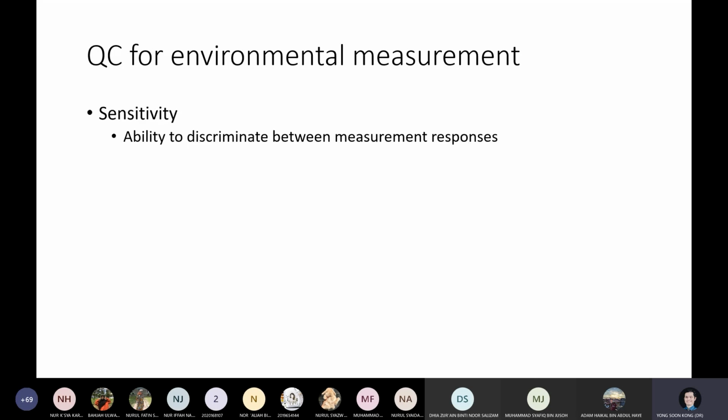Okay, now what about sensitivity, the ability to discriminate between measurement response. Now, sensitivity is another criteria.